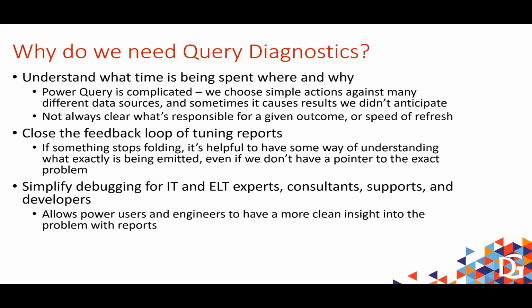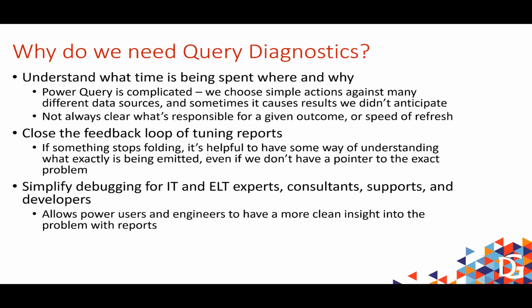You can also have changes over time that you want to understand. And so the top level goal is to understand what time is being spent on what types of actions, where that time is being spent locally or remotely, and what you're getting from it. And so this helps clarify what's causing a given outcome. You know, how much did we end up hitting a cache, although that's not actually in yet. What connectors are we hitting? What data sources are we hitting? How long are they taking to respond? How long did a refresh take all in all? Stuff like that. It helps us close the feedback loop of tuning reports.